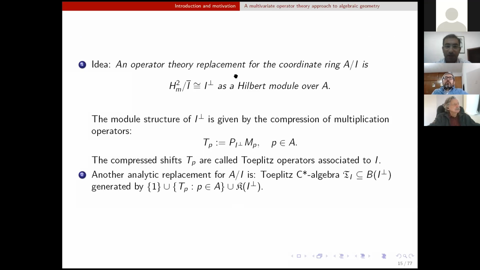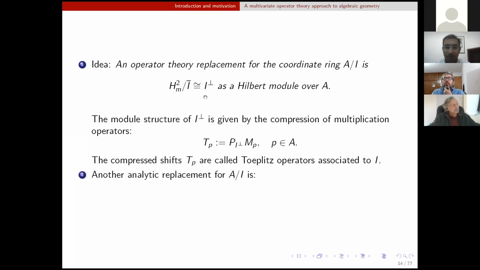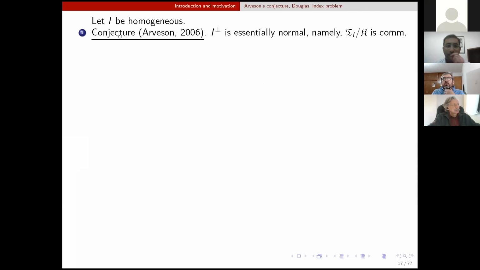So I'm going to justify for you why this is an operator replacement for the classical algebraic geometry. Remember what I have told you before about the Douglas index problem and conjecture. The most fundamental conjecture about this construction I-perp is that it is essentially normal, in the sense that the Toeplitz operators commute modulo compact operators. I mean, Toeplitz operators commute with adjoints, because Toeplitz operators in this situation already commute with themselves. But I'm going to say that the Toeplitz operators also commute with the adjoints of other Toeplitz operators.